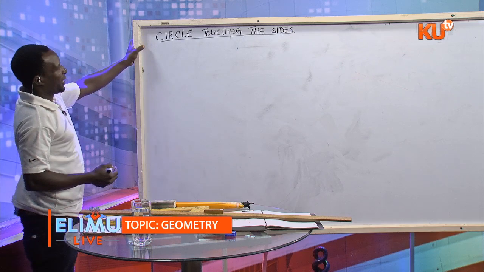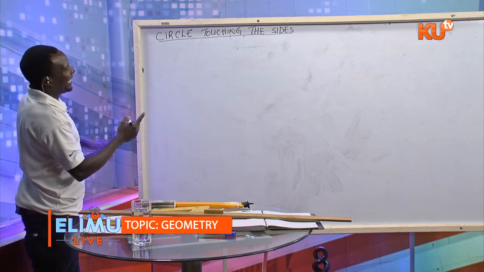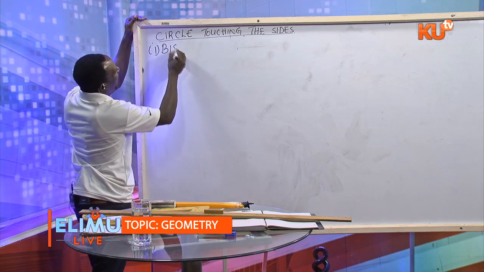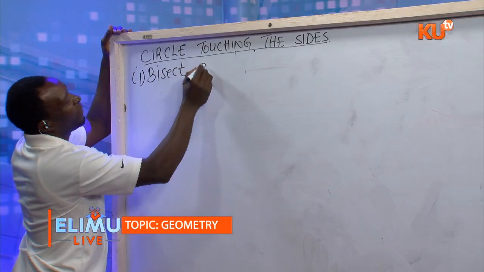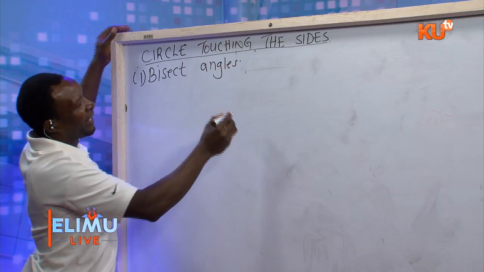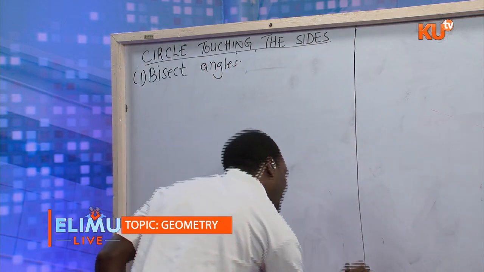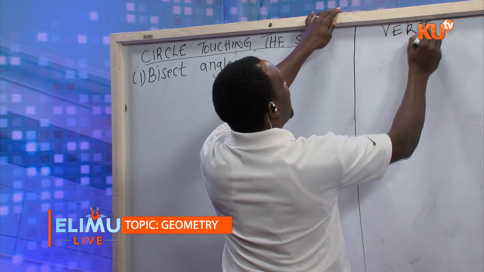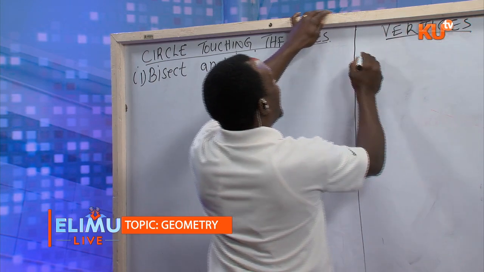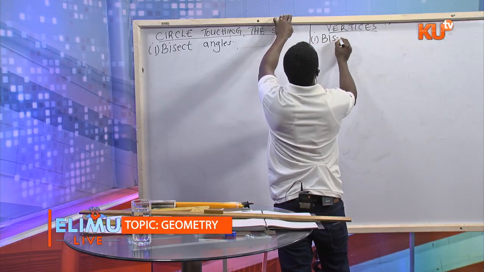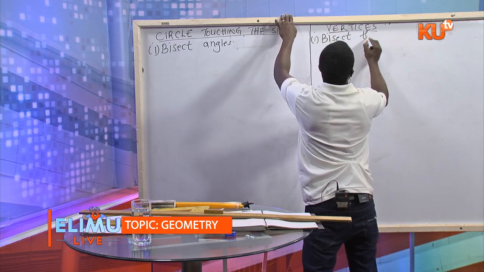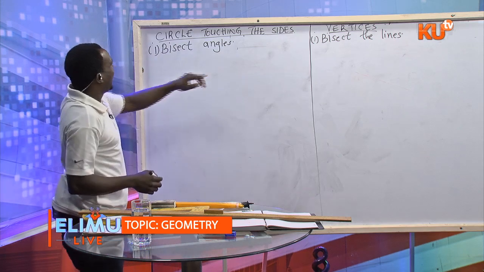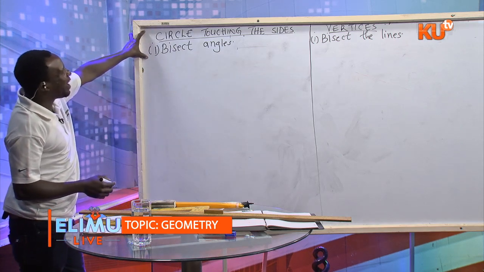And at this one, if you can remember, we have said the other one, it is we bisect the line. But on this one, we bisect angles. The other one for touching the vertices, we have said you bisect the lines. Una bisect lines kwa ile, lakini kwa hii, una bisect angles.